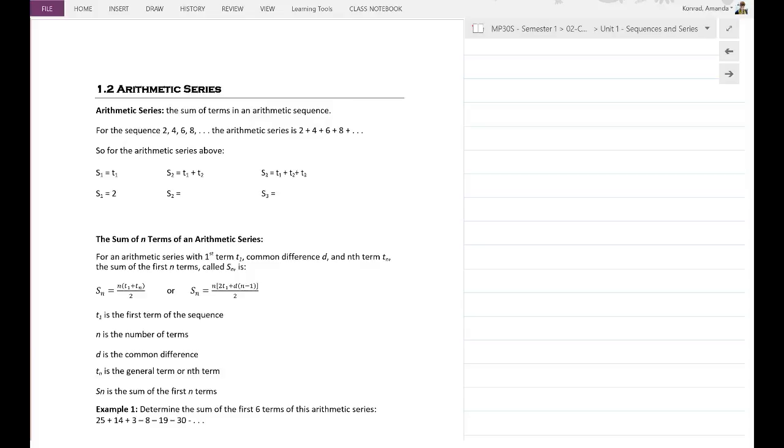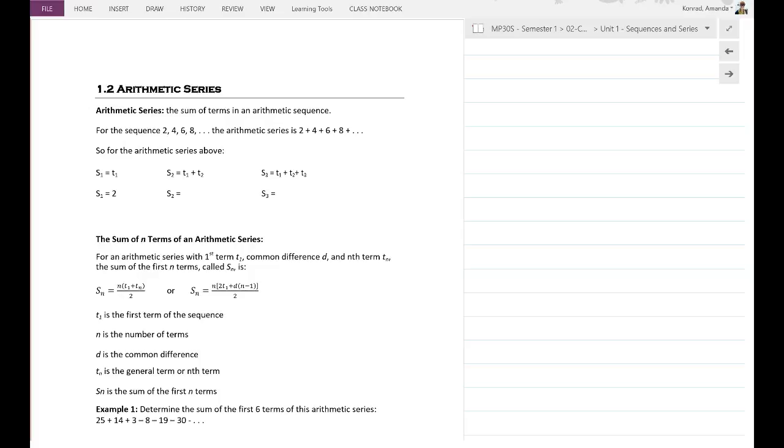Welcome to your second lesson. This is 1.2 Arithmetic Series. So the previous lesson was all about arithmetic sequences, so patterns of numbers, and that's where we stopped. We said it could go on infinitely. They increase by the same amount every time or decrease by the same amount every time.